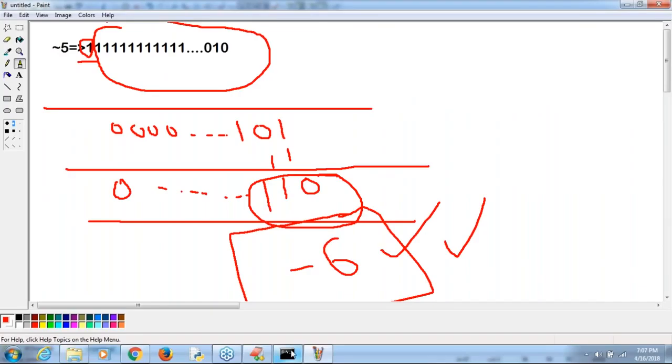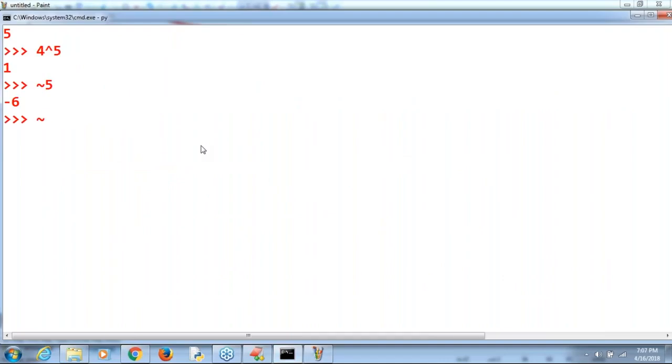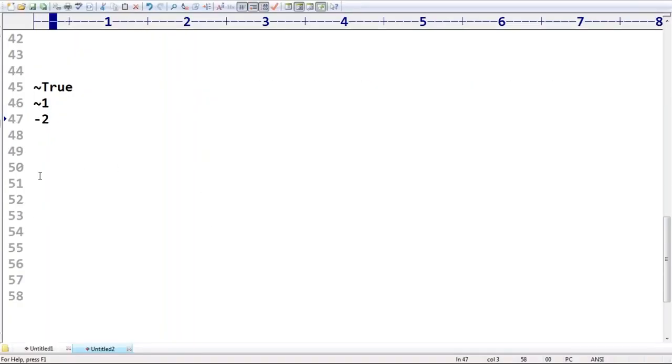If you want, have a look once. Negation of 1. What about its value? -2. Or negation of true. What is the answer by default? You are going to get -2. Clear? Okay, that's all, sir. So these are the things you should be aware of about the bitwise complement operator, right? Next, there are two shift operators in Python, sir.